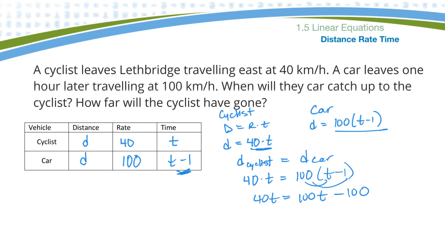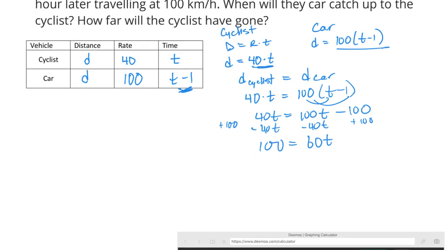And then I'll subtract 40t from both sides. So I'll get 60t on this side. And then I'll add 100 to both sides. So I'll get, I'll divide by 60 here. So I'll get the time is equal to 100 divided by 60. And so the time is equal to 5/3. And for time, if you divide that, that's like 1.67 hours.